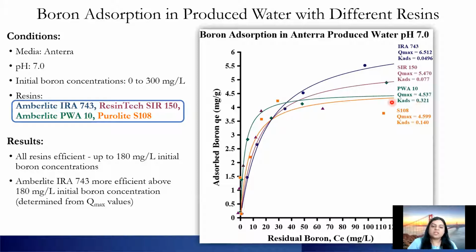From the results here, we can see that all resins are efficient up to 180 milligrams per liter of boron concentration. And then as we increase the boron concentration, Amberlite IRA 743 is more efficient than the other resins. This can be determined from the Qmax values given here.